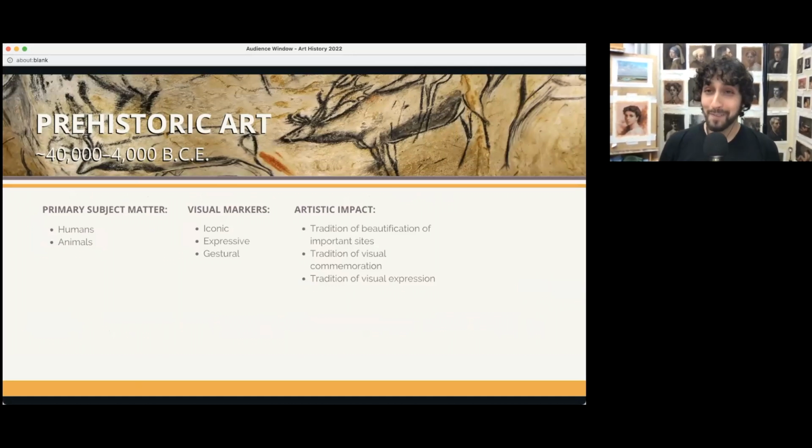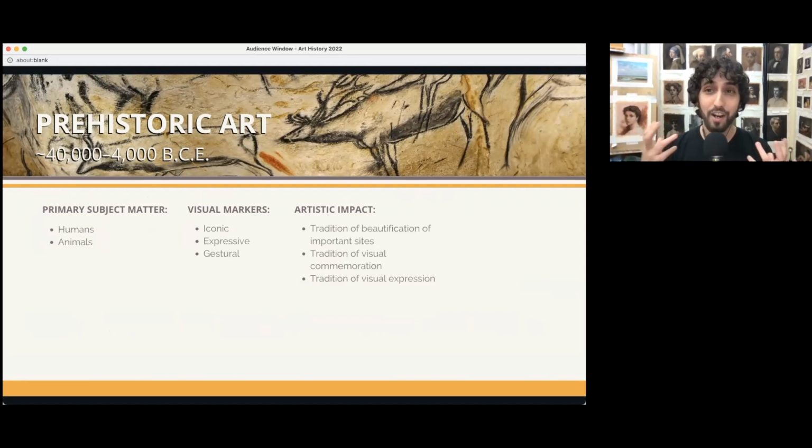Okay, so the history of art starts with the history of people. So, very briefly, we should mention the fact that there is prehistoric art, and prehistoric art is mesmerizing and amazing. So, we're talking about paintings and drawings on caves, right? Cave walls, mostly of humans and animals, paintings that are very iconic and expressive.